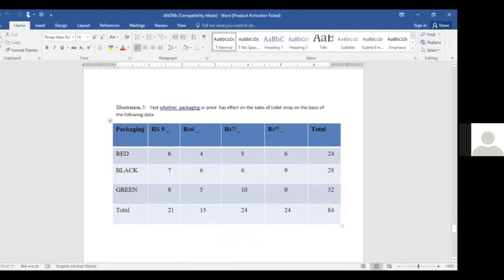But while you are analyzing the impact of color packaging, if you want to control the prices, then you have to use ANCOVA. In ANCOVA, you have ANCOVA one way, ANCOVA 2-way, depending on how many variables you want to control. ANOVA plus ANCOVA, you should know it. ANOVA simply analyzes depending upon the variable, but it doesn't control. If you want to control the effect of another variable, then you have to go for ANCOVA.